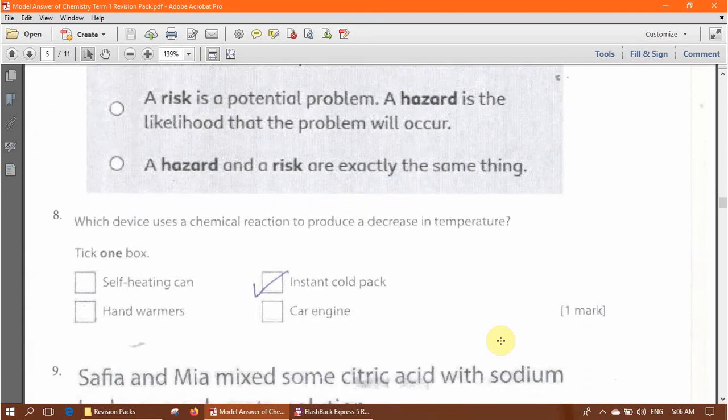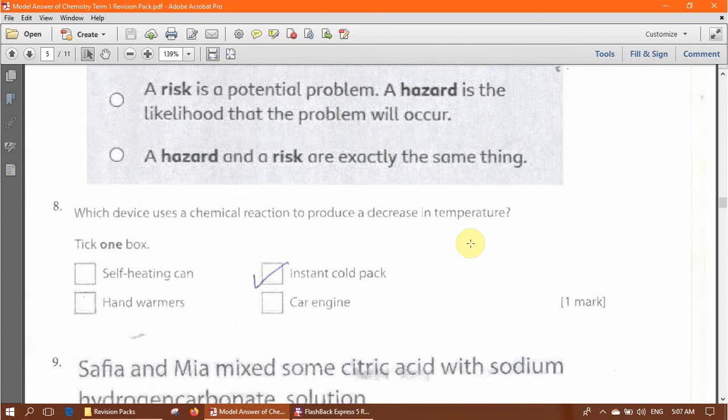Okay. A chemical reaction that produces a decrease in temperature is the instant cold pack. A decrease in temperature means that it's an endothermic reaction, because in an endothermic reaction, the reaction takes in or absorbs heat from the surrounding, so the temperature of the surrounding decreases. And as I said before, we don't measure any temperature except the temperature of the surrounding. So when the temperature of the surrounding decreases, this means that it's an endothermic reaction. The example here is the instant cold pack, and the first surrounding is what is inside the pack.